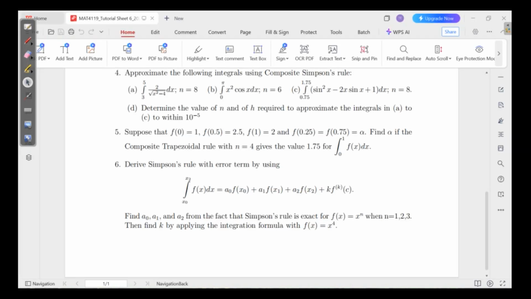So firstly, let's look at finding the values of a naught, a sub 1, and a sub 2. Another piece of information we are given is that the question says to find a naught, a sub 1, a sub 2 from the fact that Simpson's rule is exact for f of x equals x to the power n when n is equal to 1, 2, and 3.